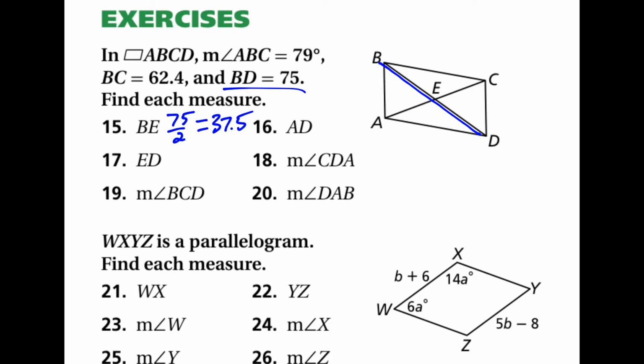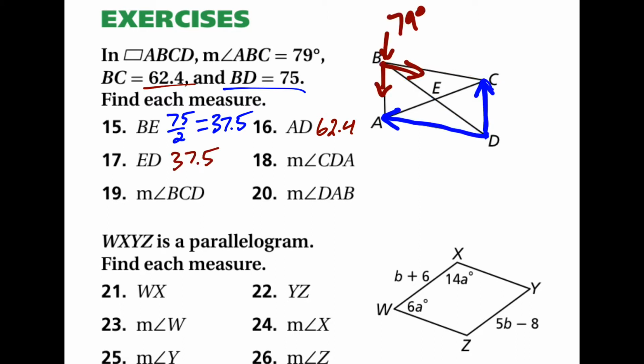For number 16, we want to find the measure of AD. We're told that BC is 62.4. So opposite sides are congruent, and therefore, for 16, AD is also 62.4. For 17, just like BE, ED is going to be 37.5.